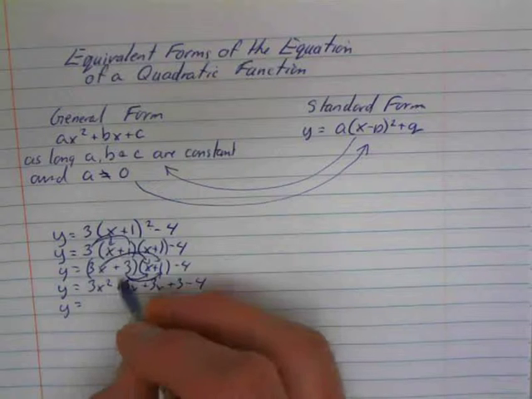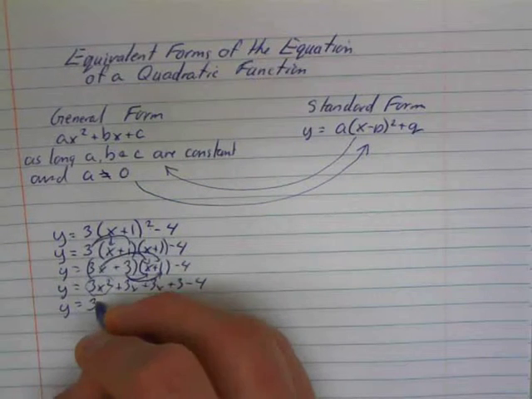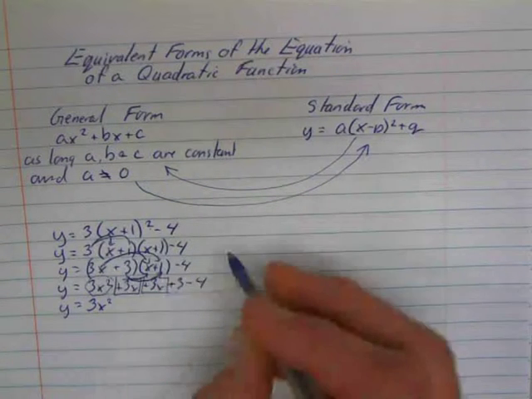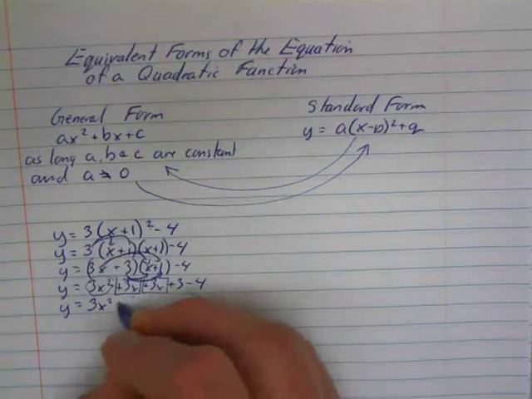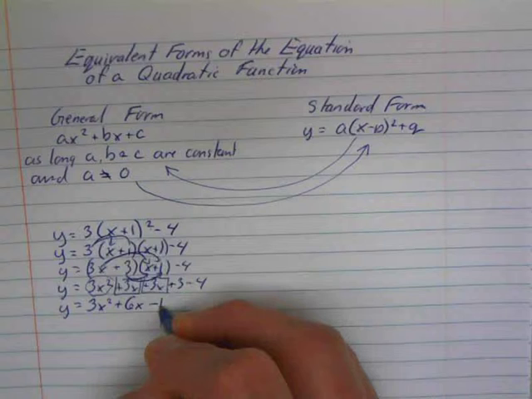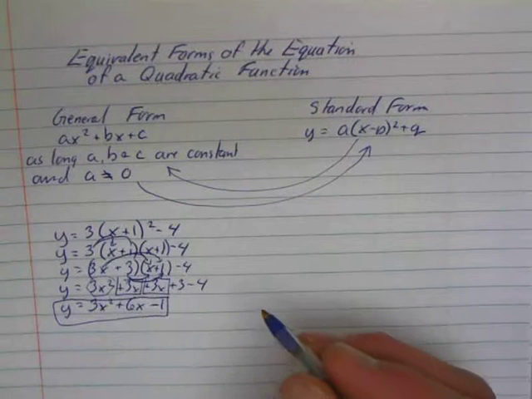Last step, combine our like terms. I have x squared, no x squared, so it's 3x squared. Here I have x plus x. I add my coefficients, so I get 6x, and here I got 3 minus 4 is negative 1. So there is my general form from my standard form.